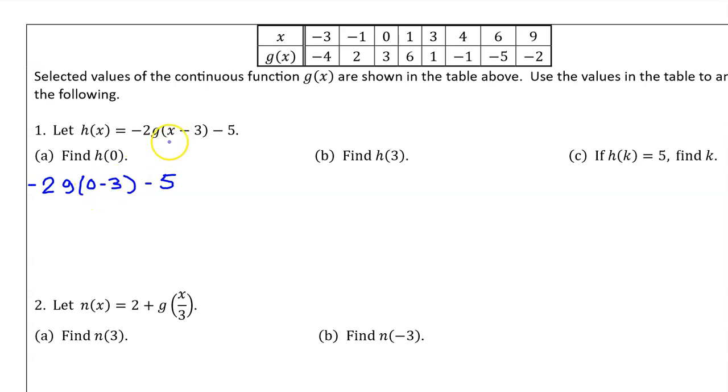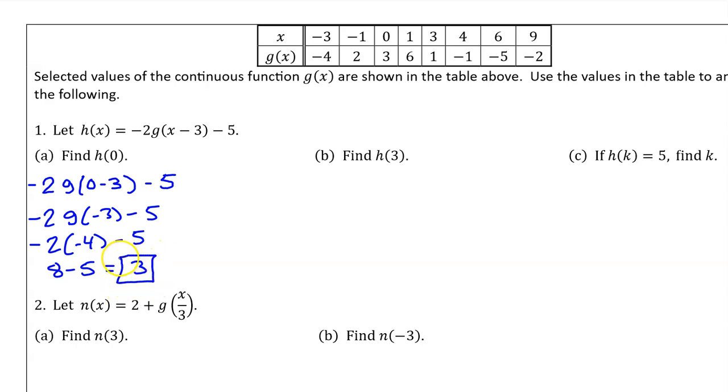Plugging 0 in for x gives us this. So now we have negative 2 times g at negative 3, minus 5. But that's negative 2 times, and g at negative 3 is negative 4. But this is just 8 minus 5, which is equal to 3. So that's it for part A.